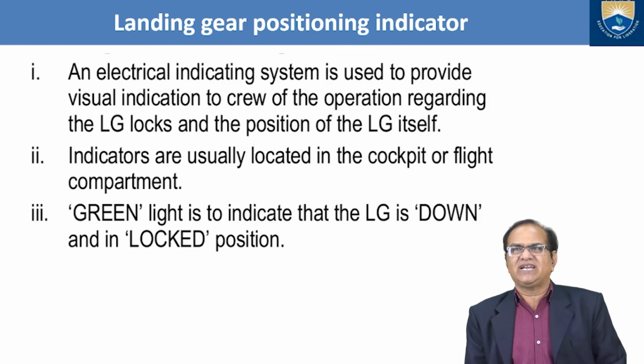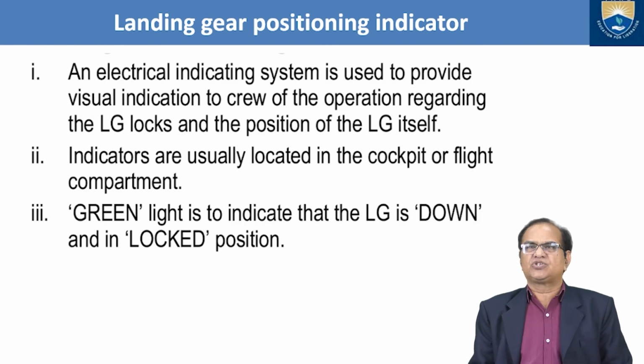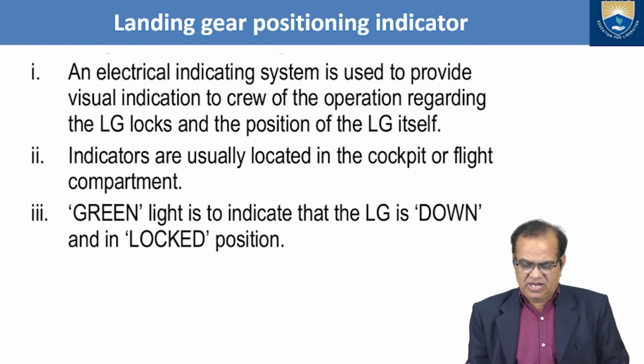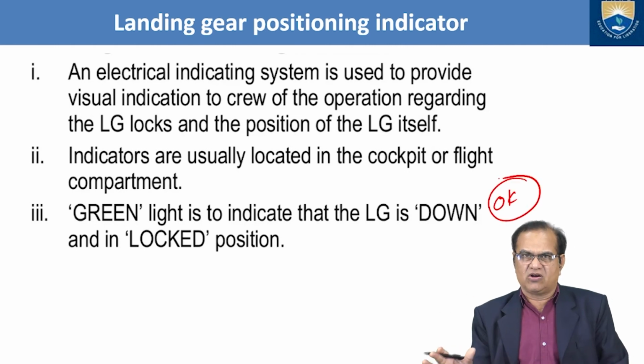Indicators are usually located in the cockpit or flight compartment. A green light indicates that the landing gear is down. If the green light is there, it is okay. It is properly down and locked.